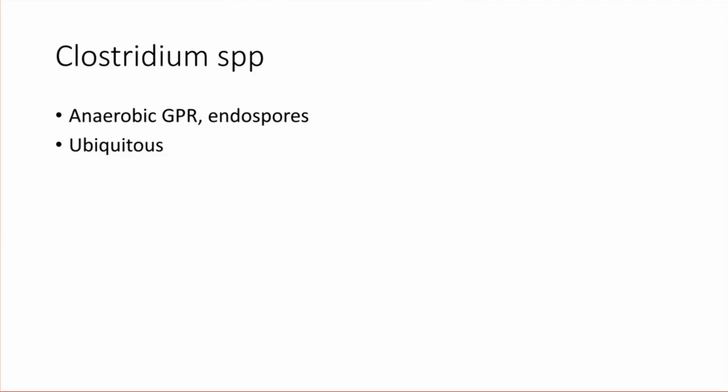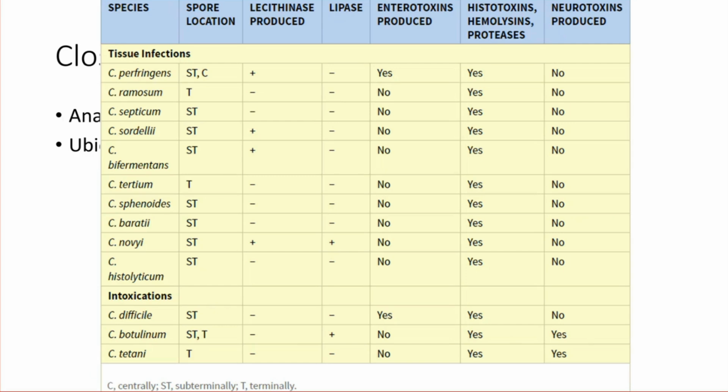All of them can produce them, all the species. Again, understanding there are many different Clostridium species. Lecithinase: if you're seeing a patient with necrotizing soft tissue infection, perfringens, sordellii. Somebody mentioned sordellii has been implicated in what? Yes, the female GU tract. Enterotoxins, you have perfringens and difficile, and neurotoxins down here with your botulinum and tetani.